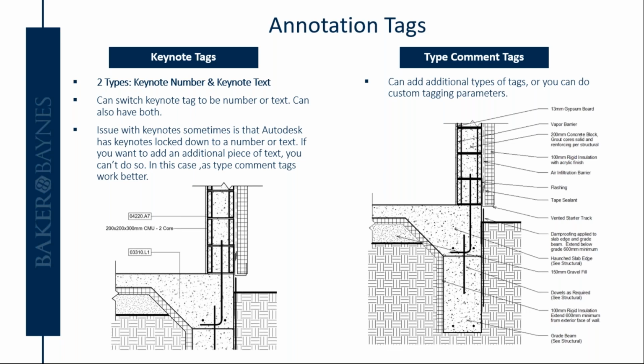Also to the detail components. The tags in this example here are not manual text. They are custom tags, just like the previous example, with custom information. You can see, for example, information like 100 millimeter rigid insulation, extend 600 mil minimum from exterior face of wall. So using this method requires some knowledge of how to create and edit families by adding type parameters to the families, so that you can tag it.